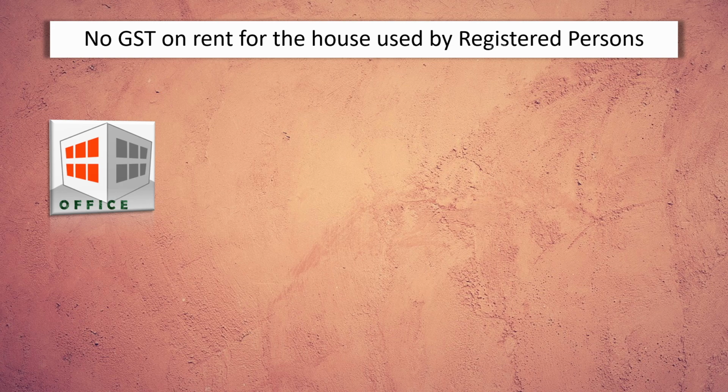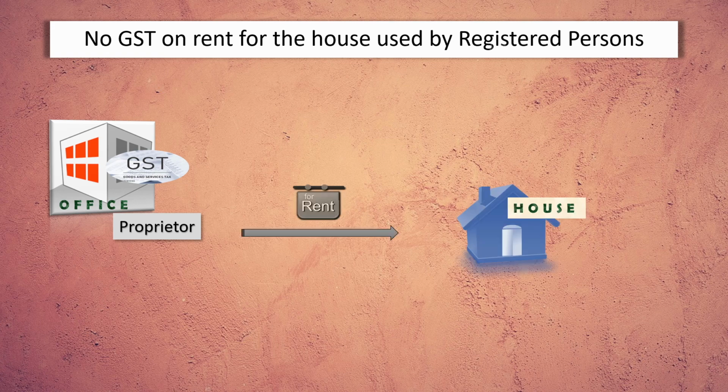So now it is being proposed to issue a clarification which states that no GST would be applicable if the house is used for personal purposes. Let's say you have an organization which is registered under GST and you are the proprietor. Now let's also say that you are staying in a rented house and you pay the rent. Now if the house is used for personal purposes, then you don't have to pay GST on the rent. To put it differently, if you use the house for the purpose of your business, then being recipient of service, you are required to pay GST under reverse charge mechanism.